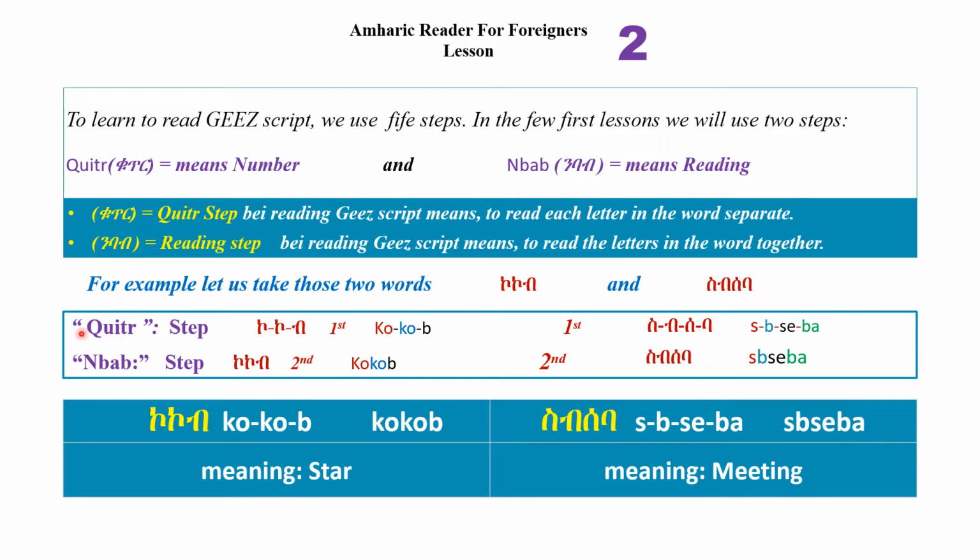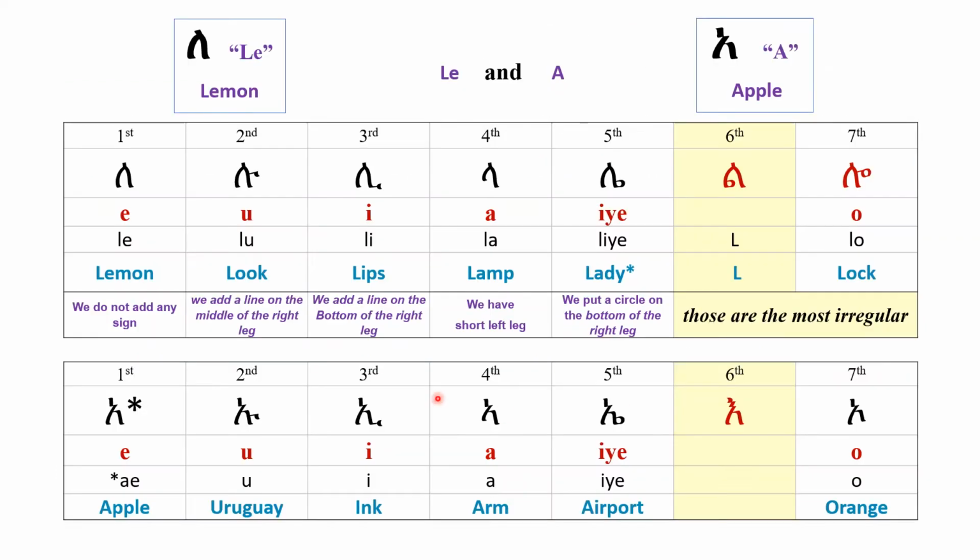If we read it in Qutur: Ko-ko-b, Si-bi-se-ba. And if we read it in the Nibab step: Kokop, Sibseba. Kokop means star and Sibseba means meeting. Now let us read the 2 new letters.